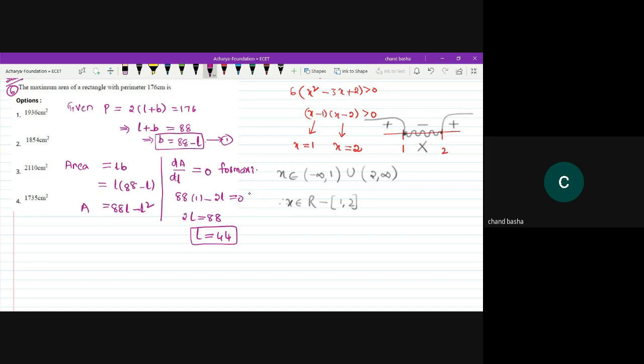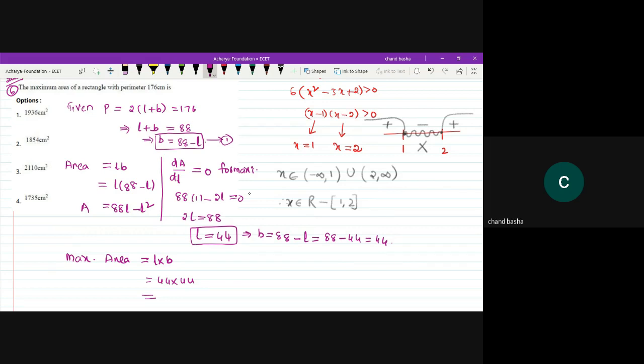Area will be what? L into B. So maximum area is equal to L into B. So here I can find B is equal to 88 minus L. That is equal to 88 minus L value, which is 44. Then B is also 44. L value 44, B value is also 44. Then area is equal to L into B, that is 44 into 44.